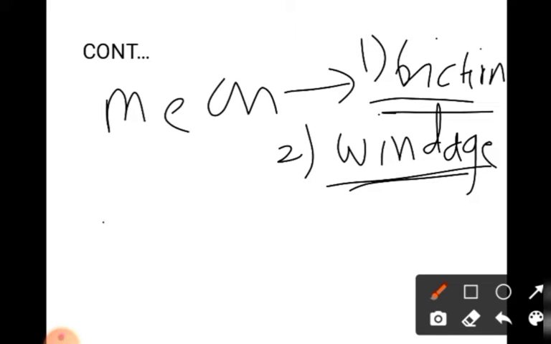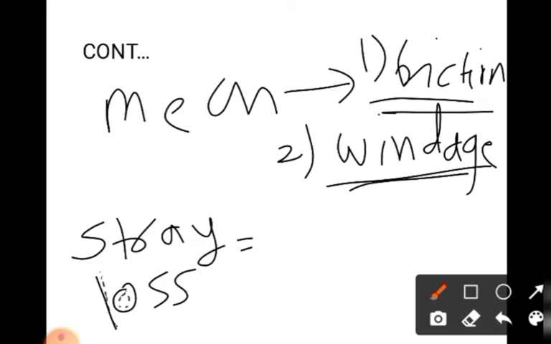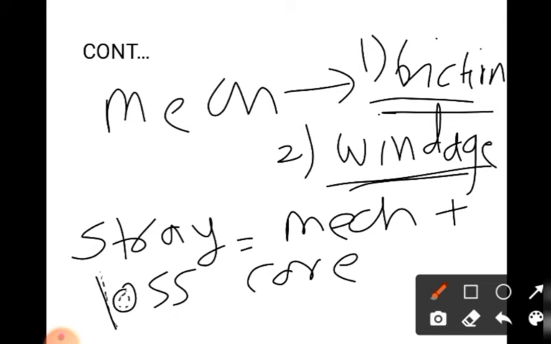Now the next loss is stray loss. Stray loss is the addition of mechanical losses plus core loss, or iron loss. This loss is known as stray loss. Stray loss is the addition of mechanical loss and core loss.